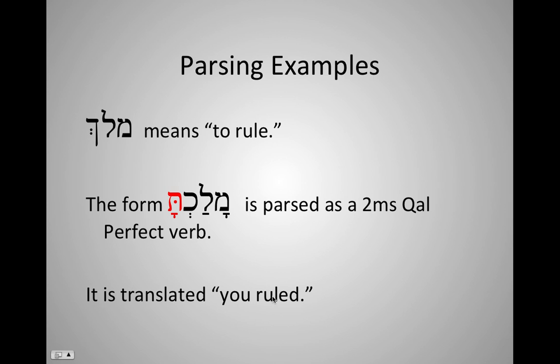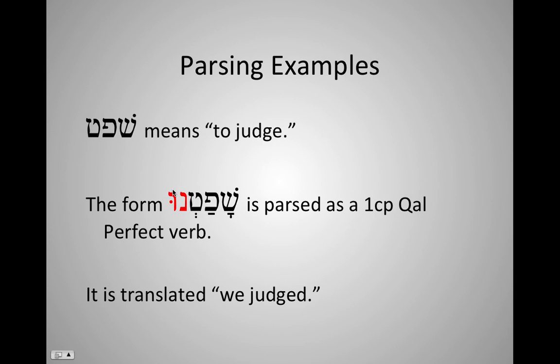It's past tense because it's perfect, and it's second masculine singular subject because of this specific ending in red that you can see. Another verb we could talk about is shafat. Shin, pei, tet. Together, those three letters mean to judge. Shafat. Now we can add one of those endings to shafat and get something different.